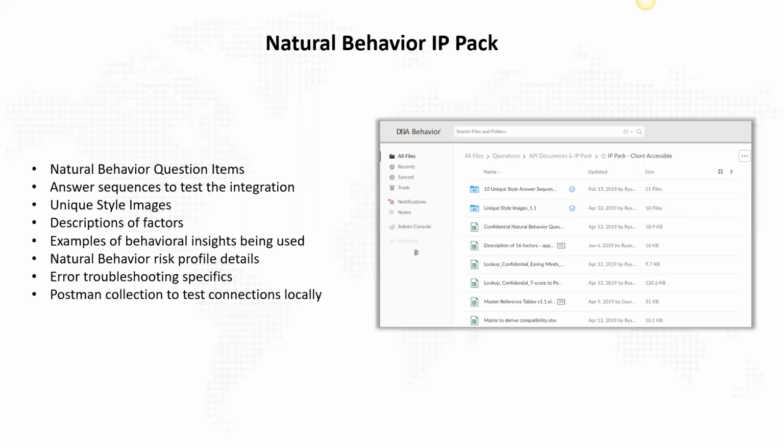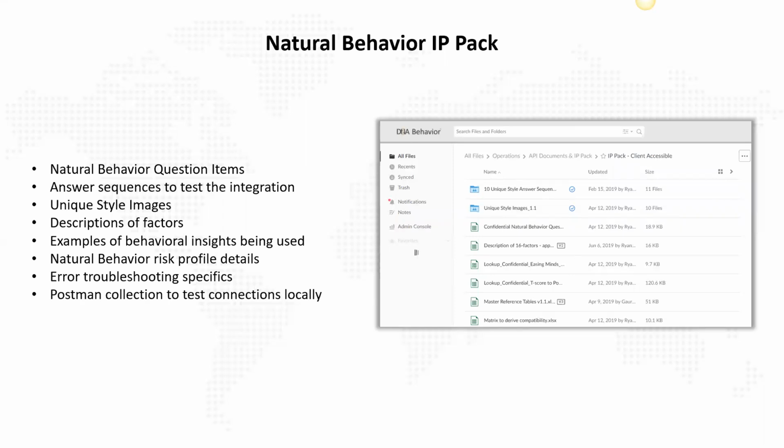And then we have other descriptions of factors, insights, and some specific details into the risk profile and how to create it. If there's anybody that's a fintech startup on the call right now, one aspect that you will likely be very interested in is our risk behavior questionnaire and how it's all set up. We provide a lot of details in this IP pack. There's some more information in there than what is in the API documentation for error troubleshooting and specifics around that, as well as a Postman collection.